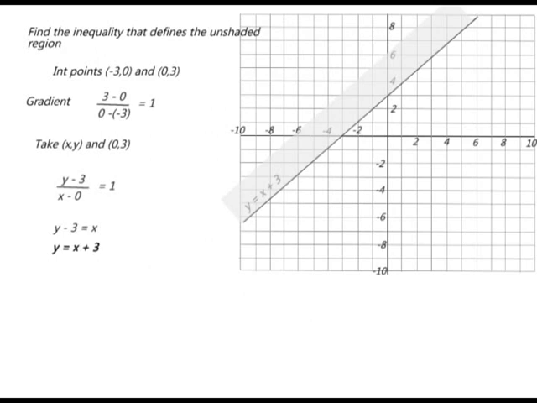We take a test point in the unshaded region. 0, 0 lies on that side. Substituting it, 0 is equal to 0 plus 3, and we end with 0 is equal to 3. Obviously, 0 is less than 3, and so the inequality is less than. But we add the or equal to because the line was continuous, and so we have y is less or equal to x plus 3.